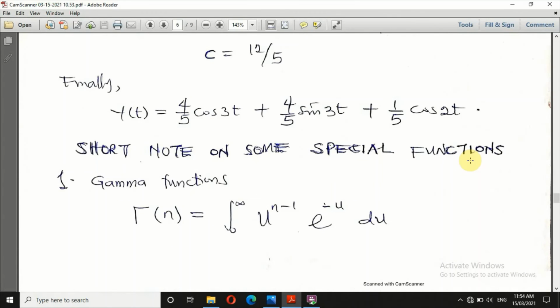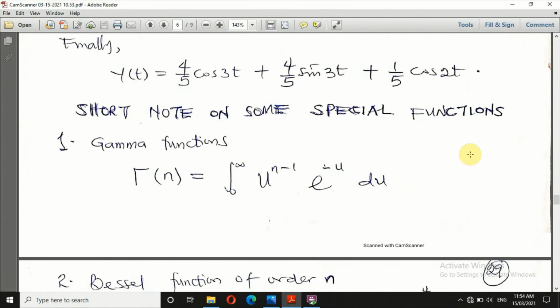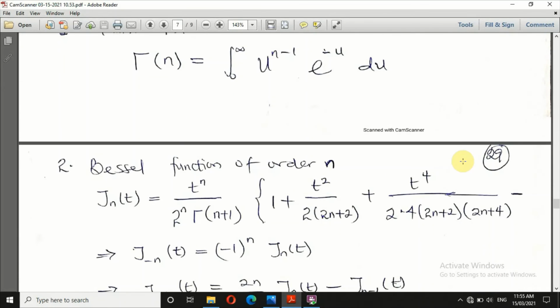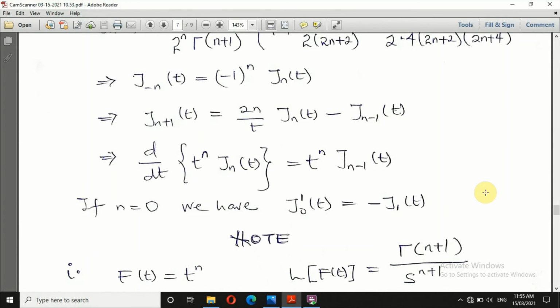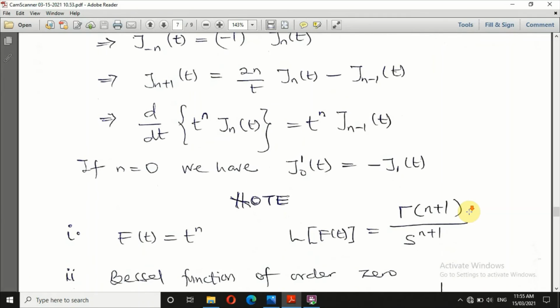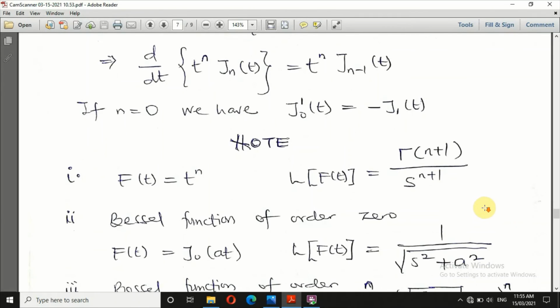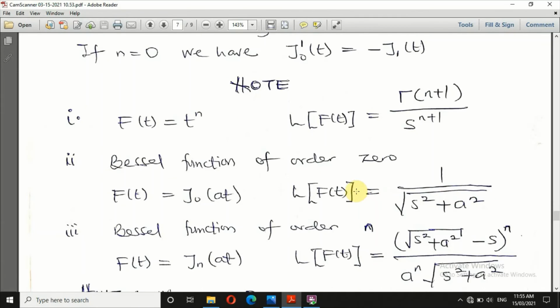So before we proceed, let's just take a look at certain things we call gamma function. We have gamma function, which is what you can see on the board. Is integral from 0 to infinity of u^(n-1) e^(-u) du. That is the expression for gamma function. And also, we have what is called Bessel function of order n. You see that one on page 29. So all this, just take note of it, that we have something called special functions. Okay. Now, let's take a look at this.